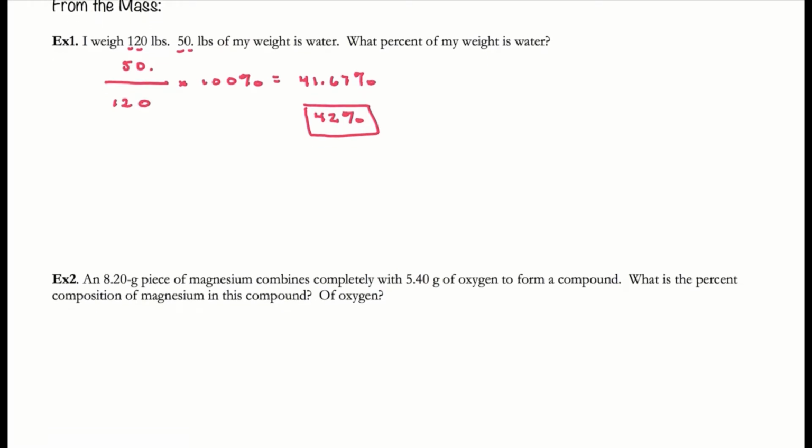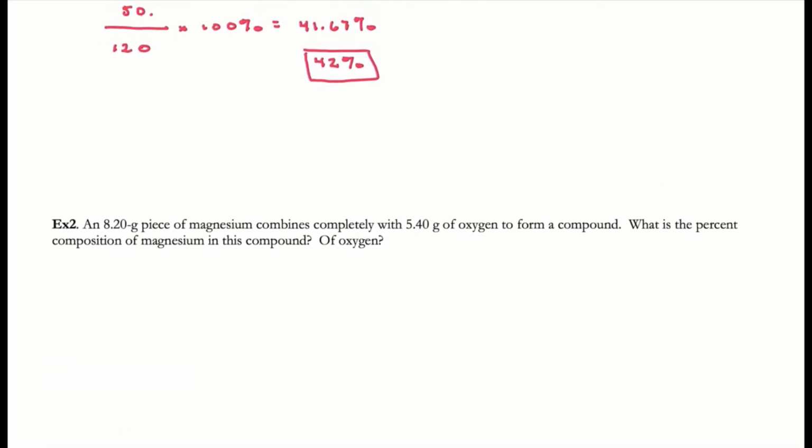So let's look at a chemistry example now. For a chemistry example that uses mass instead of weight, I have an 8.20 gram piece of magnesium, and it combines with a 5.40 gram mass of oxygen, and it forms a compound. I want to know what the percent composition of magnesium is in that compound. Remember, just like above where I took the weight of water and divided by the total, now I'm going to take the mass of magnesium, because that's what I'm asking about, 8.20, and I'm going to divide by the total mass. Well, right now I don't know the total mass.